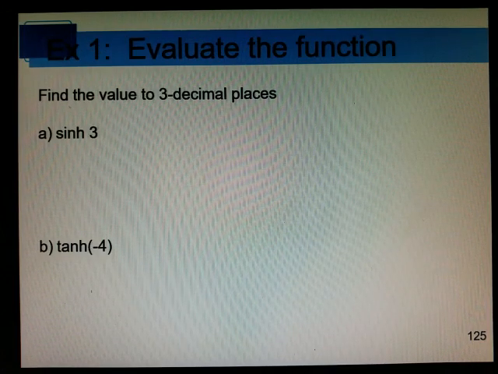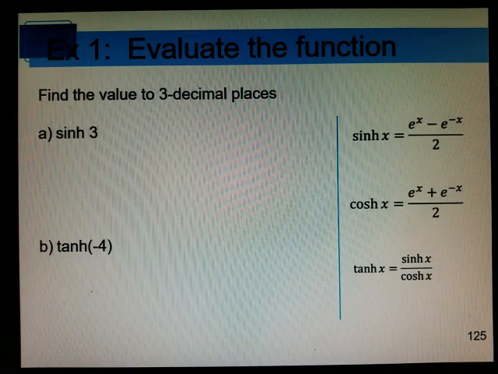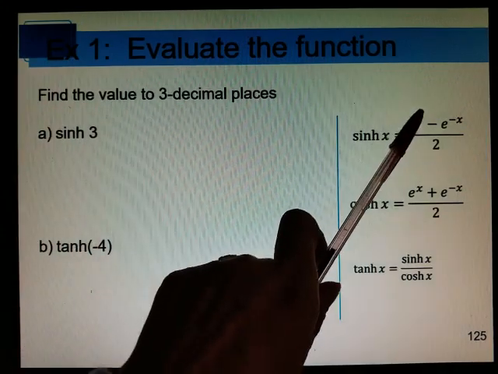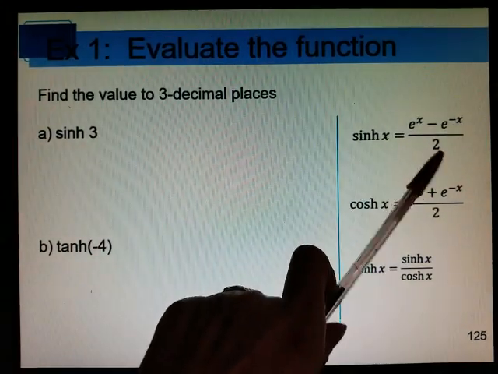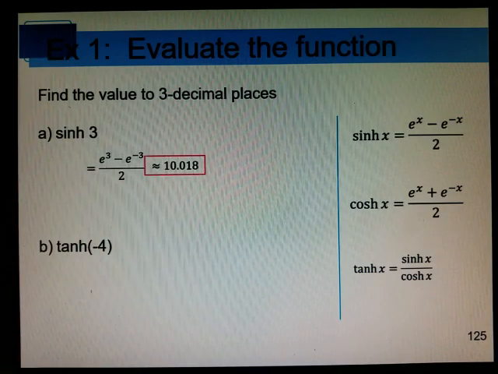So find the value to 3 decimal places for hyperbolic sine of 3. Again, like I said, not on the test, but for your homework you are going to need a calculator for this. So the hyperbolic sine of 3. You're going to put e to the 3 minus e to the negative 3 over 2. You literally are going to plug a 3 in for each of those x's, get your decimal.